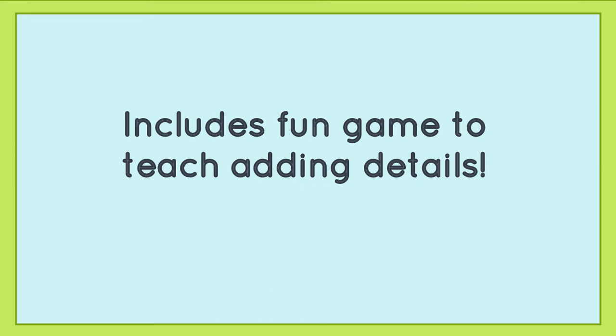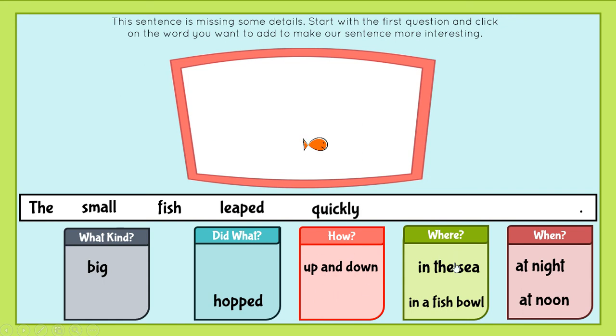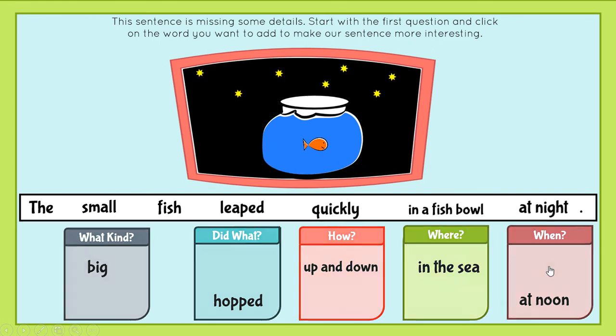And then it has a game at the end to help them add details. In this game, they get to go through each one, what kind, did what, how, where, when. So let's go through and choose each one. It's a small fish. The did what, I didn't go over this section, but it's just to help them get more interesting verbs. So instead of jumped, we can choose a different one. And we can choose how, quickly. Where was he? Say in a fishbowl, and it was at night.